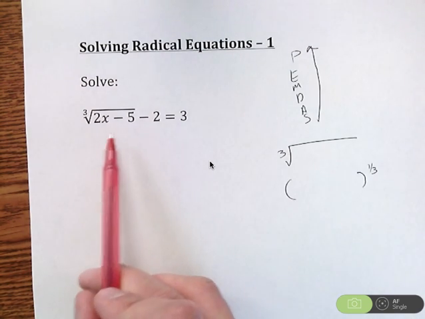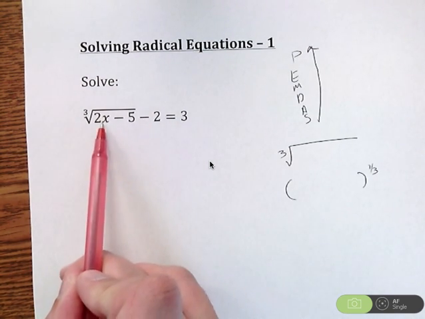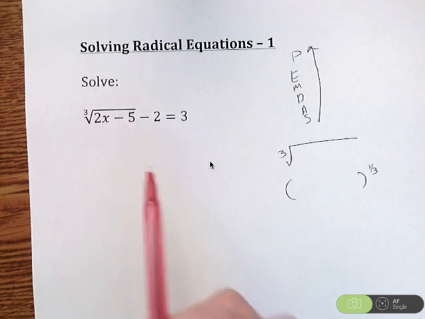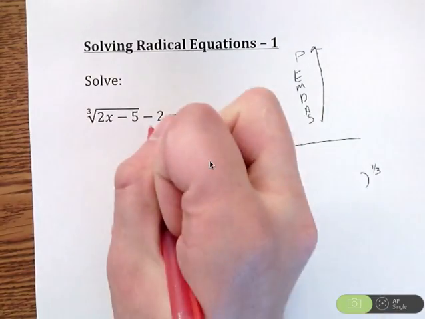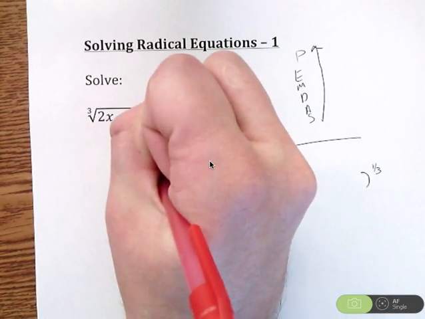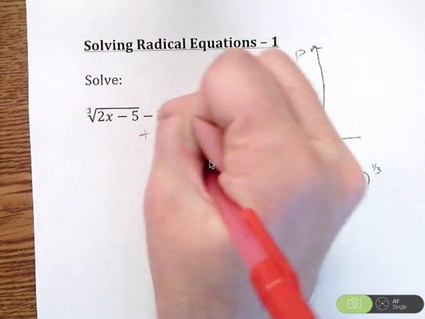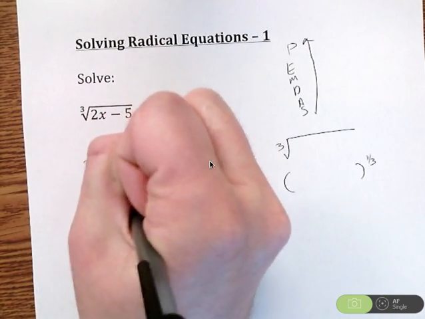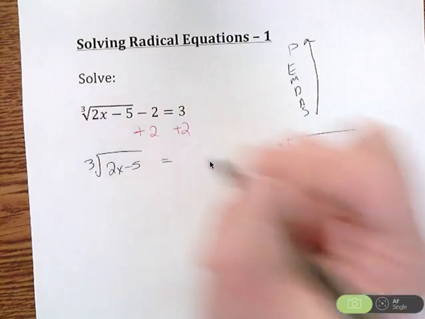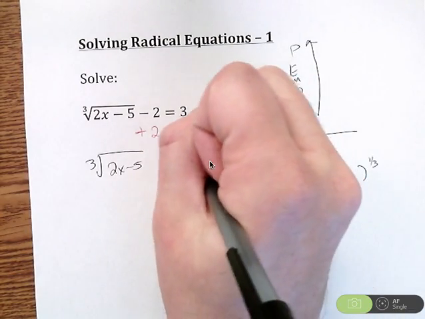So if I have the cubed root of 2x minus 5 minus 2 is equal to 3, trying to get this x all by itself, working PEMDAS backwards, trying to get x isolated, I'm going to get rid of this 2 first. So the opposite of subtracting 2 is adding 2 to both sides. So we're going to have the cubed root of 2x minus 5 is equal to 5.